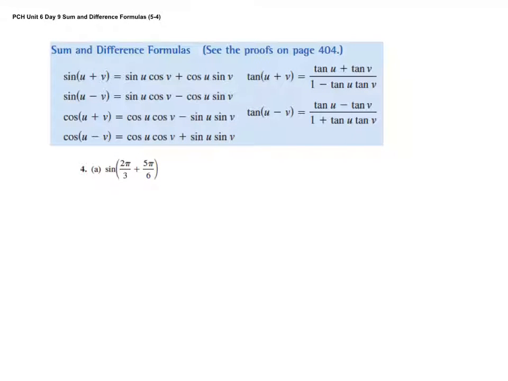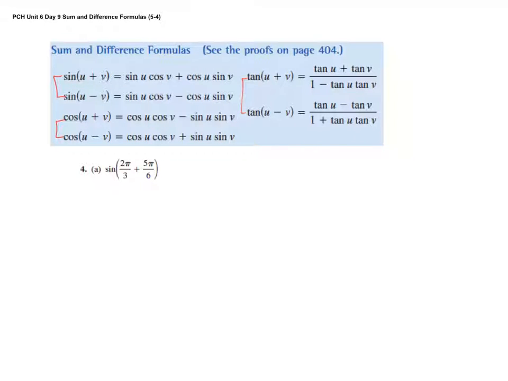Here we have 6 formulas, and you can see they're in pairs. Here are the 2 sine formulas, the 2 cosine formulas, and the 2 tangent formulas. And you can see some similarities. Let's look at the sine ones first. The sine of u plus v is sine u cosine v plus cosine u sine v. Notice u is one of the angles, v is the second angle that you're adding together.